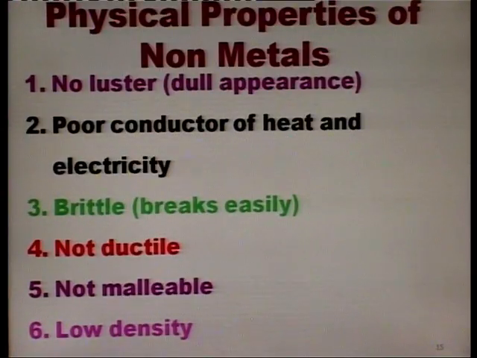Physical properties of non-metals. First is no luster, means they are dull in appearance. Second point, they are poor conductors of heat and electricity. They are brittle, means break easily. Non-ductile, non-malleable and they have low density.